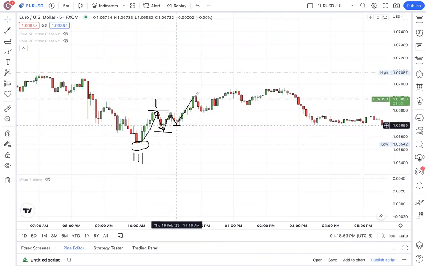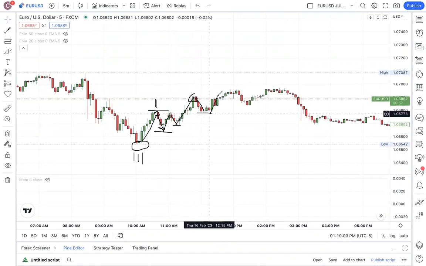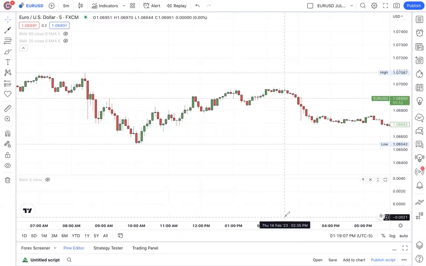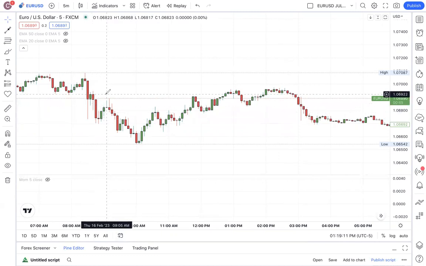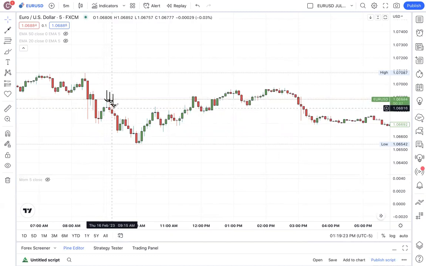2 equal lows, push up. 2 equal highs, push down. 4 equal lows, push up, right? So this will keep happening over and over again. Now, let's just say you are in the market right here when this candle happens, right? You don't automatically just want to get into a sell, right? You want to make sure that you get at least 2 or 3 of these rejections in a certain area before you get into the trade.